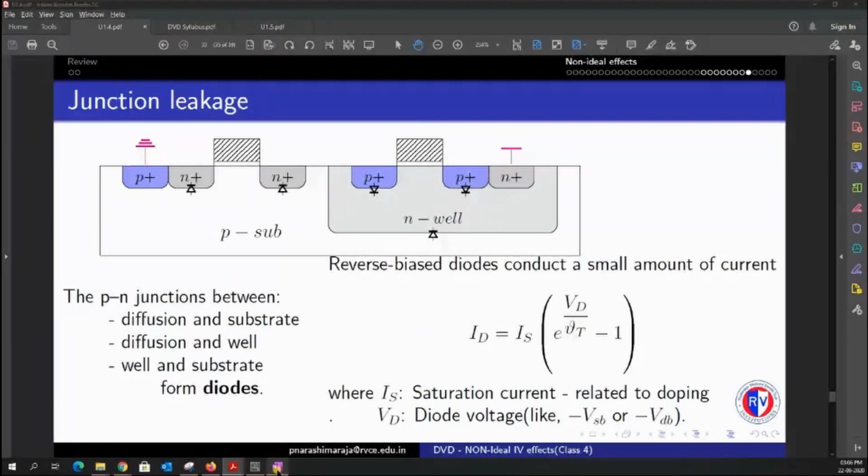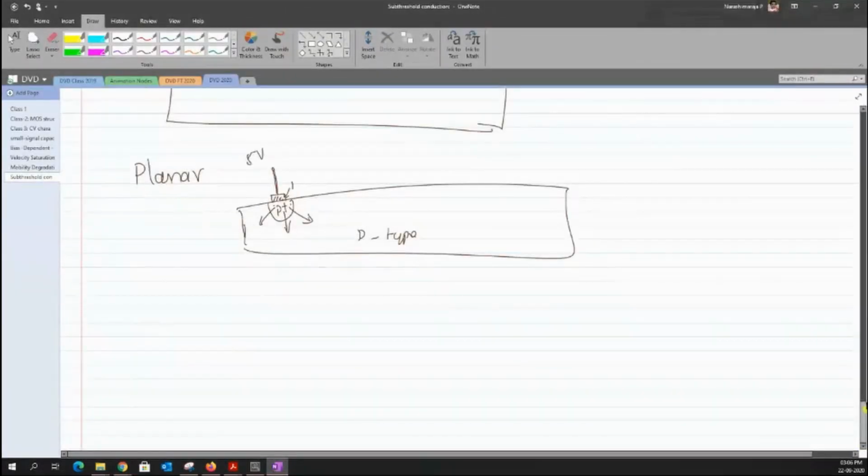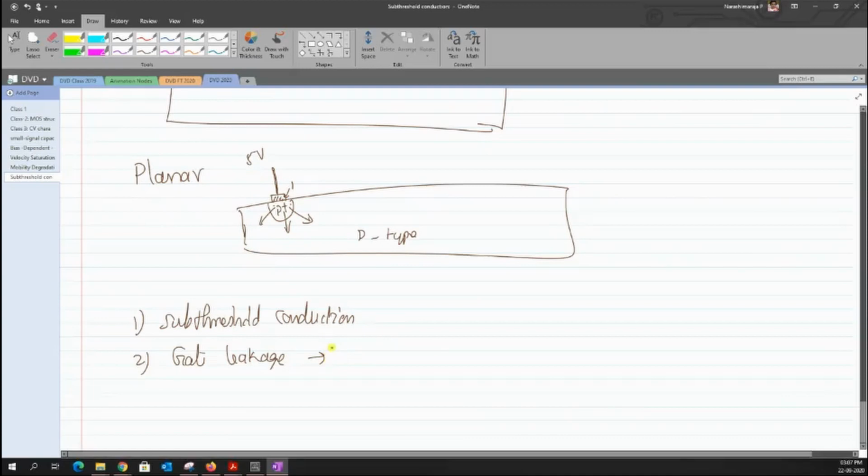So today we discussed three types of leakages. One is the subthreshold conduction. The second one is the gate leakage, where the most dominant is the direct tunneling effect. Due to this tunneling effect, the gate leakage current flows between the gate and the body. And the third one is the junction leakage. These are the three important leakage current components that we have.